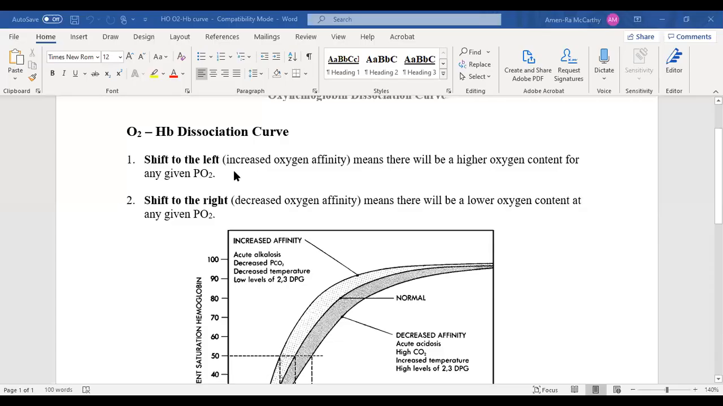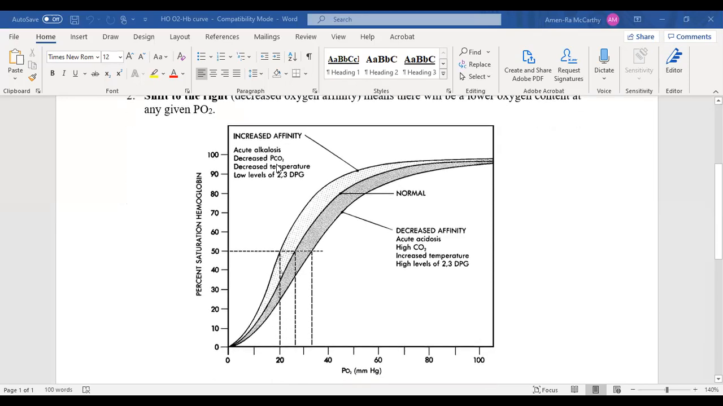Okay, here we go. Shift to the left, which is an increased love for oxygen. Okay, left loves. Means there will be a higher oxygen content for any given PO2. And the shift to the right is a decreased love for oxygen. So right releases, left loves. Got that? This is the curve here.